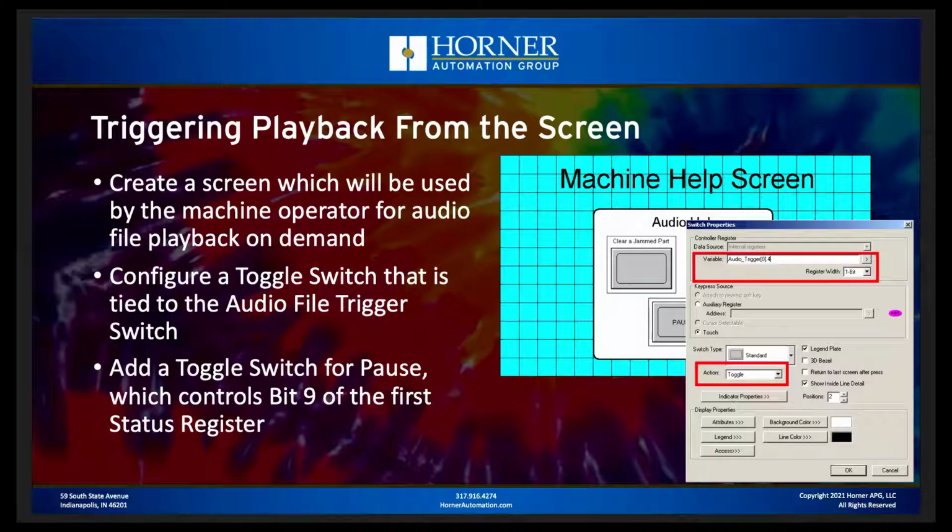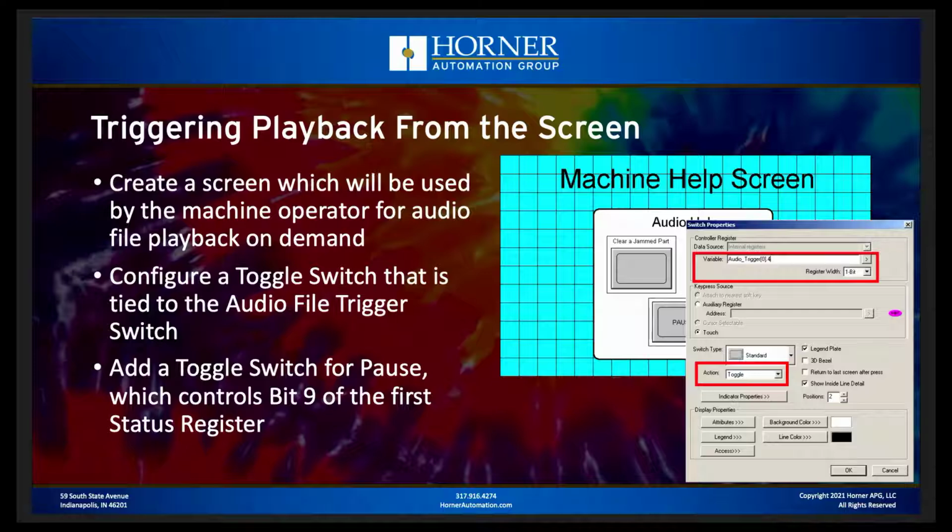Now, keep in mind this is playback on demand, so it also could be useful to add a pause switch, and you'd only need one because it's a single pause function for the entire unit. You'd add a single pause switch, and how would that be done? Well, that would be done with another toggle switch, but this time instead of referencing the trigger bit for a particular audio file, you would reference that 9th bit of that first status register, which is the pause function. And you would make it a toggle bit so that when it is pressed, it would pause the playback, and then when it's pressed again or released, then it would resume the playback.